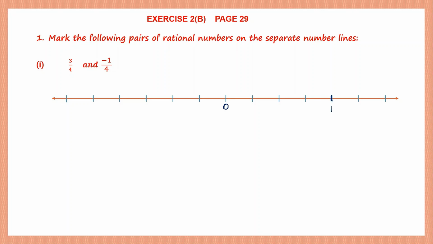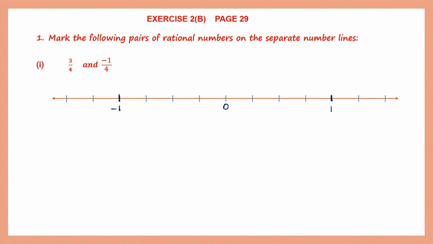Similarly, on the left hand side also, you should have 4 parts. 1, 2, 3, 4 and this will be minus 1. So let's mark that. So this is minus 1. I'm darkening it. This is minus 1.